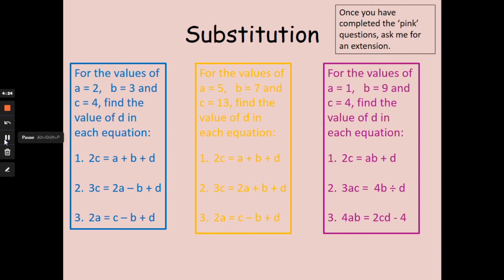So 8 equals 2 plus 3, which equals 5, plus something we don't know. So how do we get from 5 to 8? You add 3, so that means that D would become 3 for the first one. So 2C equals A plus B plus D. D would equal 3. Can you please give those a try for me, please? So pause the screen and give those a try.